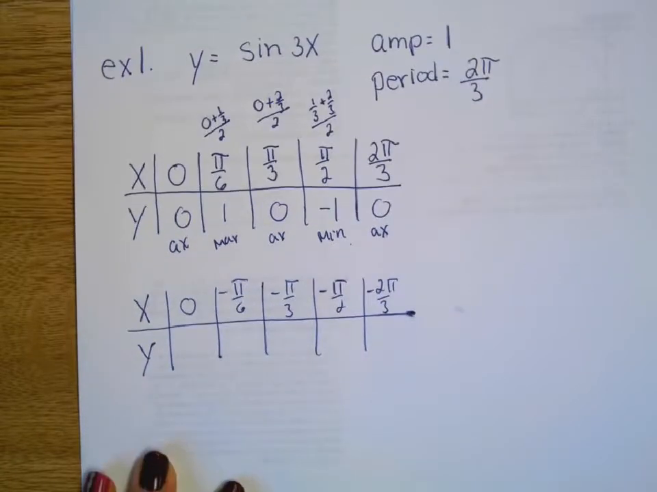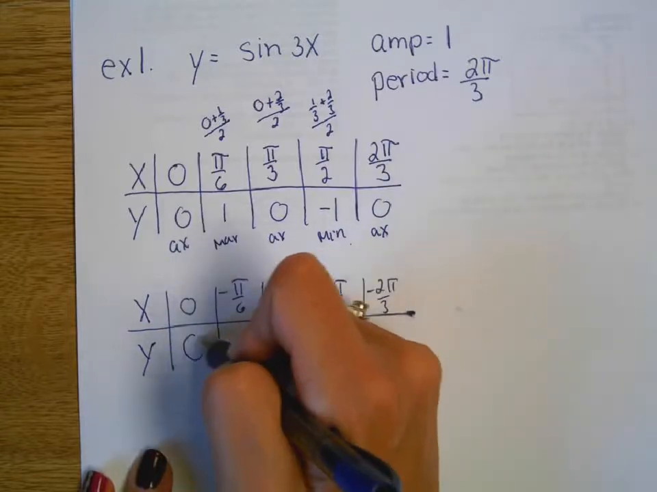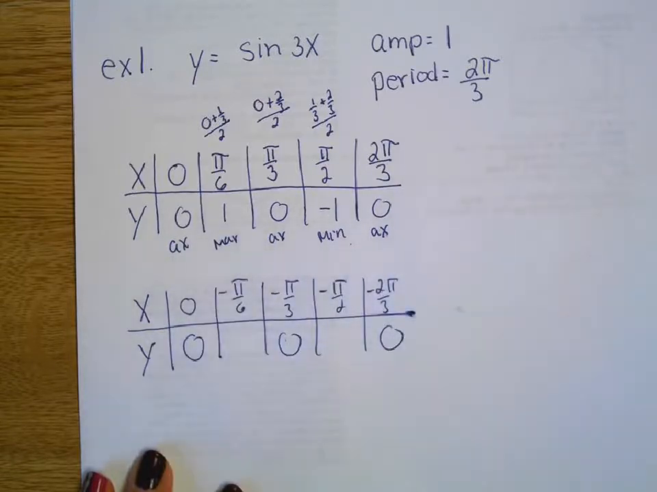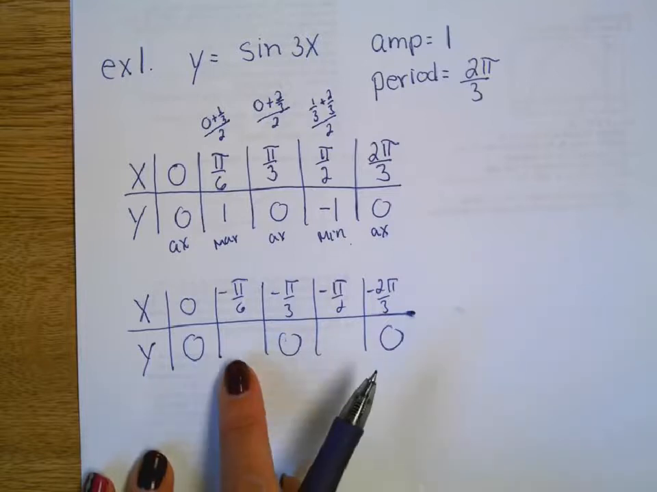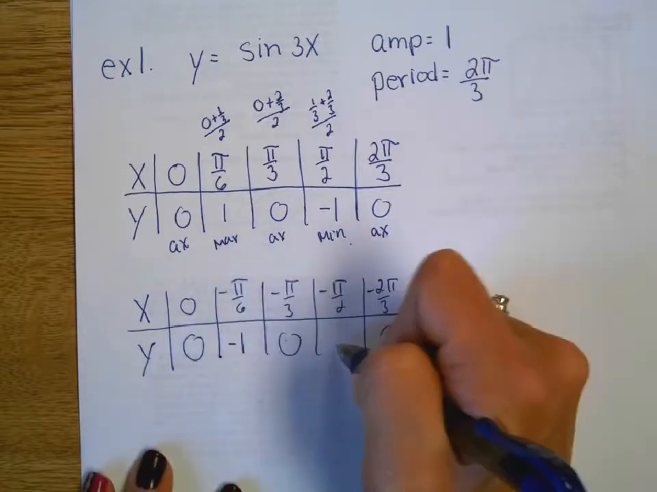Okay, now the y values on sine. Axis values are always the same, so I got 0, 0, 0. And then what did you learn about the y values on sine yesterday? Still flip. They switch around. I don't start with the max here, it's the min, and then the max.